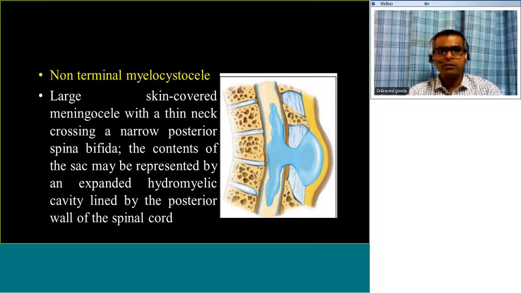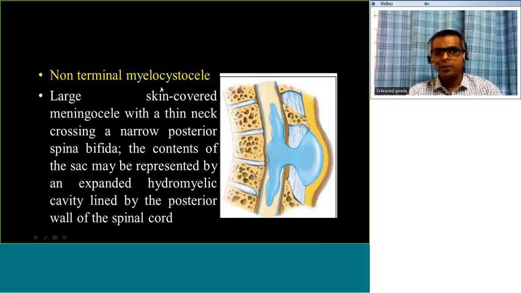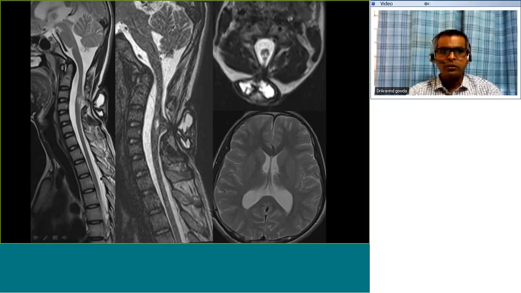And in a non-terminal myelocystocele, which is segmental, usually it is seen at the cervical level. There will be a large skin-covered meningocele with a thin neck crossing a narrow posterior spina bifida. Usually we see it at the cervical or upper thoracic level. And there will be an expanded hydromyelic cavity lined by the posterior wall of the spinal cord in these cases. So this is one case of non-terminal myelocystocele.